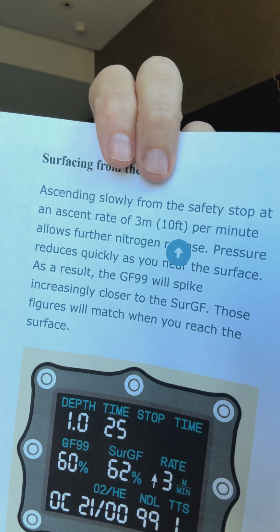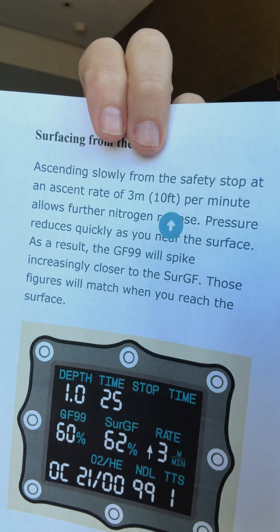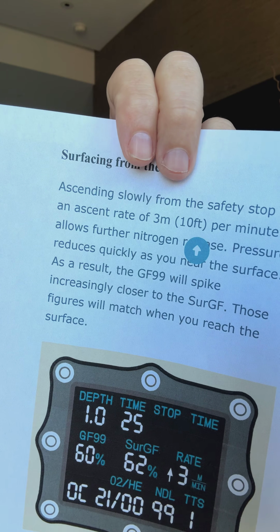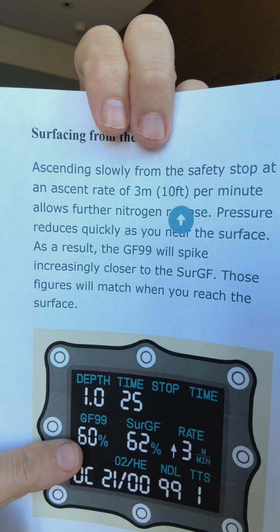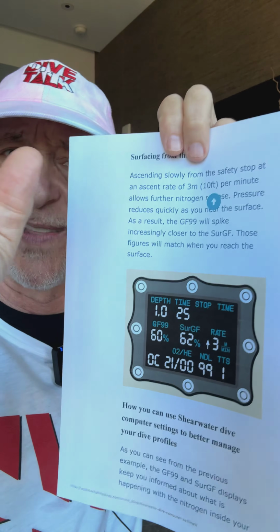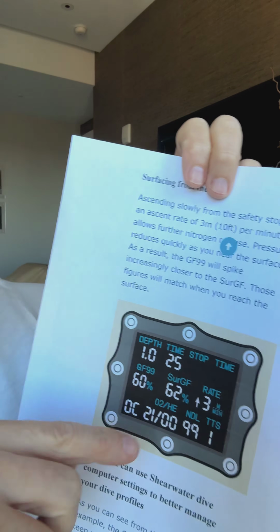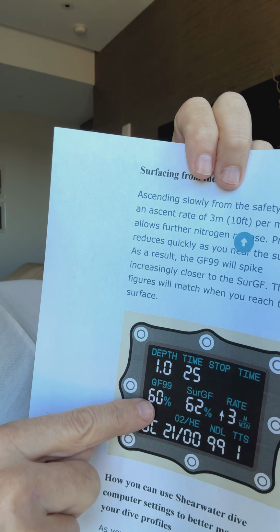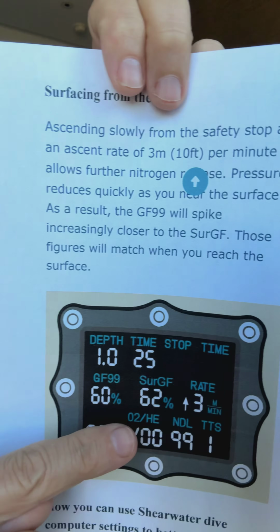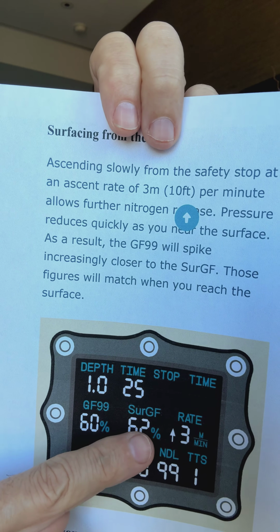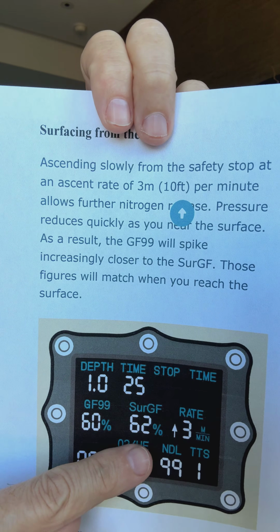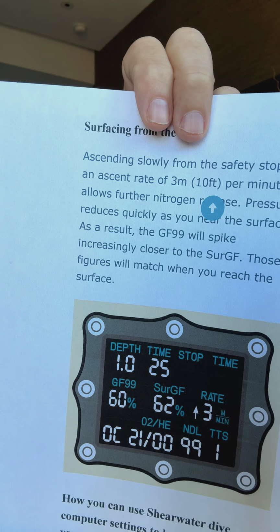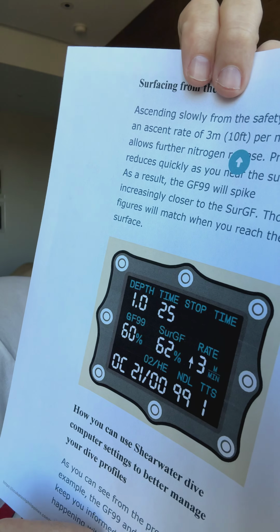This is going to be a massive decrease in pressure. It reduces quickly as you surface. As a result, the gradient factor 99 is going to spike quickly because you're really decreasing that pressure in the last 20 feet of your dive. So it's going to spike. And when you get to the surface, your gradient factor 99 and your surface gradient factor are going to match at the surface.